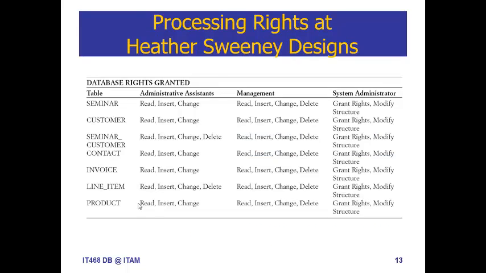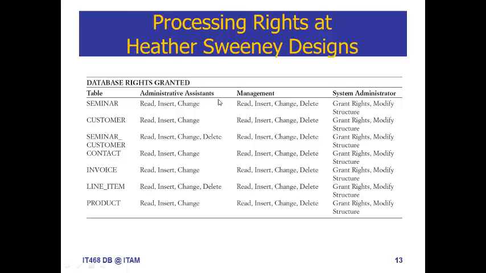processing rights to three different groups of people within a particular company, including assistants, management, and system administrators, and all the different tables within that particular database. Now I'm highlighting this table to give you some hints, again for this week's assignment, question number 2 for James River Jewelry Company.